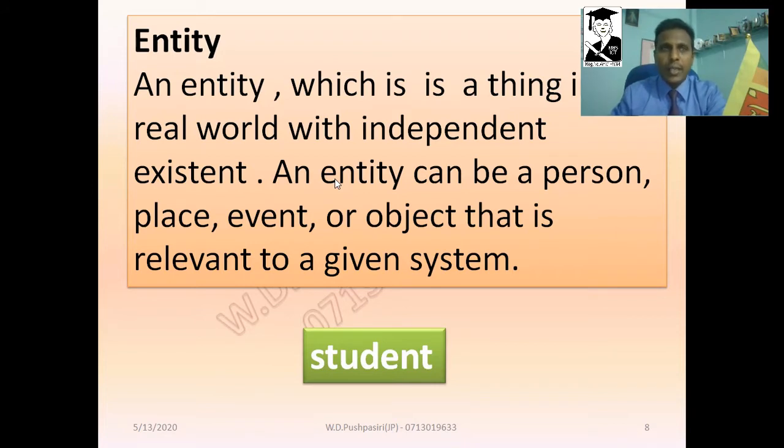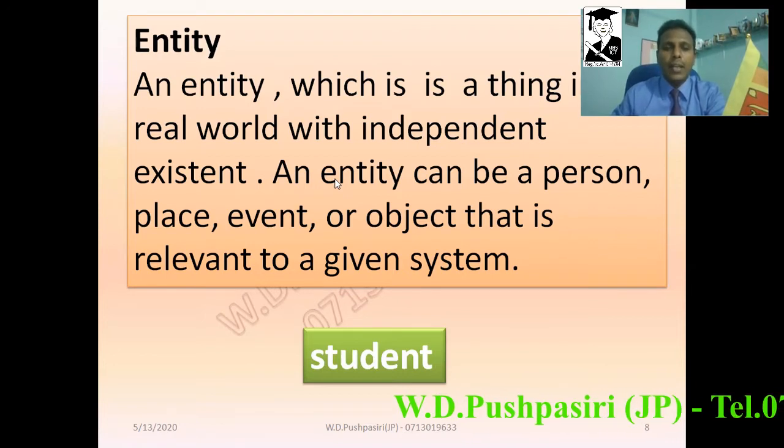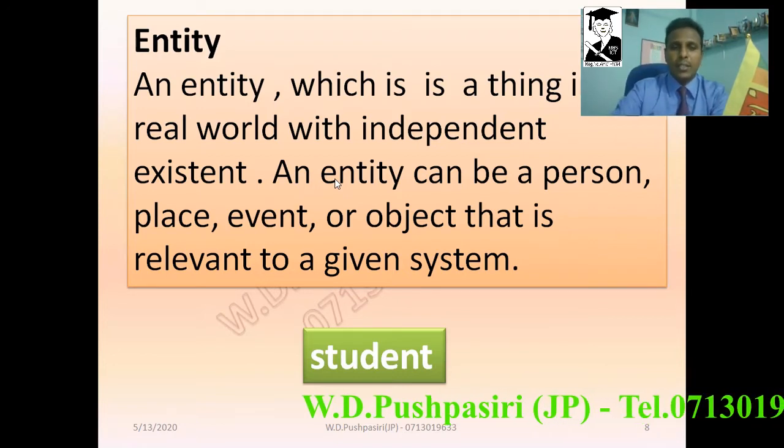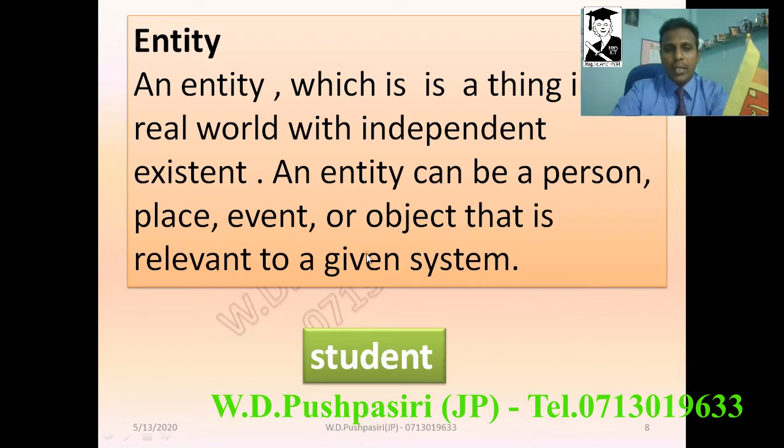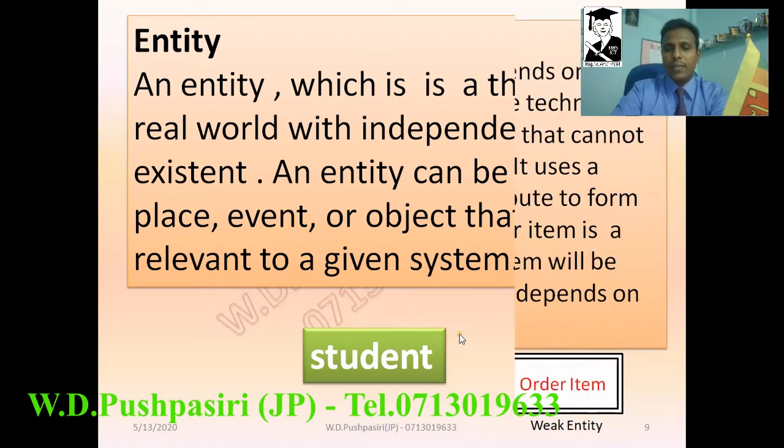Now if you take a school system, the student will be an entity because we can independently separate it from other objects. Therefore, student will be an entity. So an entity can be a person, place, event, or an object that is relevant in the given system. Now the entity is represented in the diagram in a shape like this.